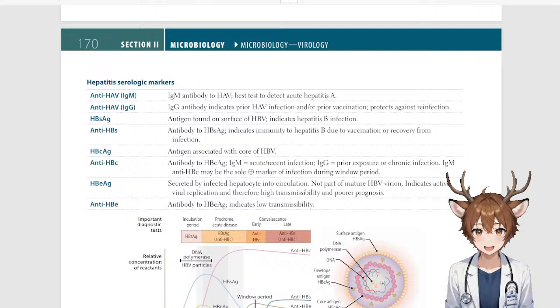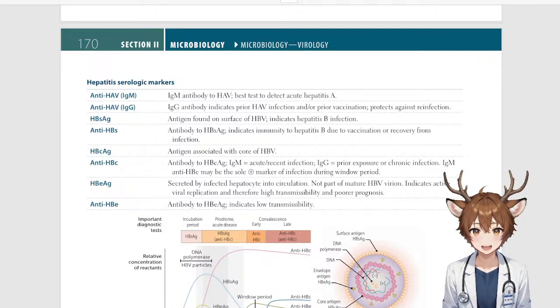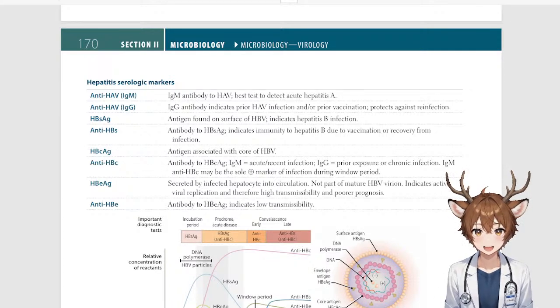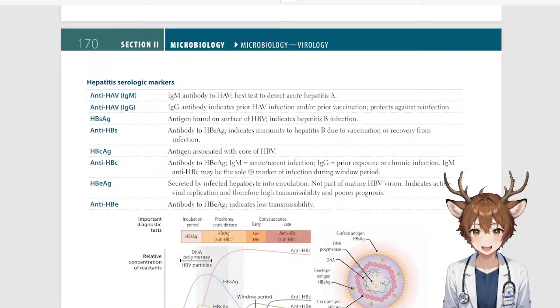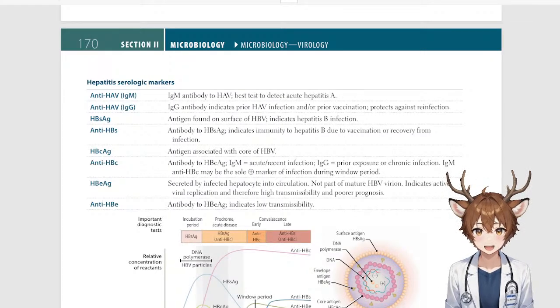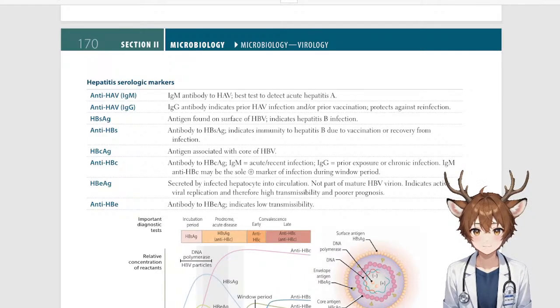HBcAg, which is the surface antigen for hepatitis C. HBc antigen. Antigen associated with the core of HBV. So core, sorry, I'm wrong. HBcAg would be core antigen for HBV.